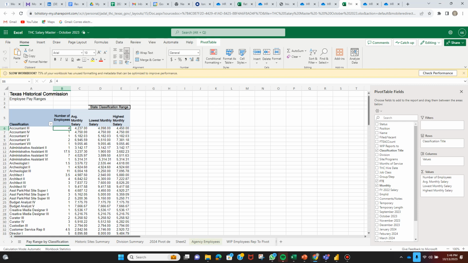The problem with the lowest monthly salary on maybe Admin 3 is that it looks like that's a part-time position. I can tell by looking at it. So that person's half-time, so I'm not sure if I'd want to calculate using that. But this is the lowest salary we have at our agency, and then the highest, and then the average.